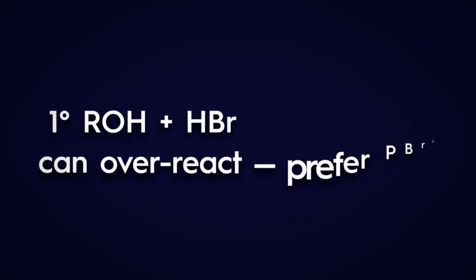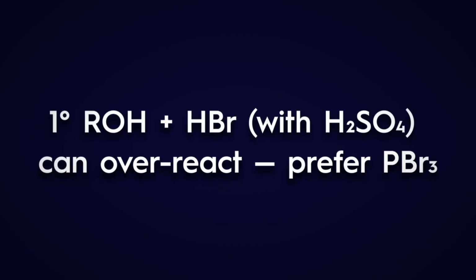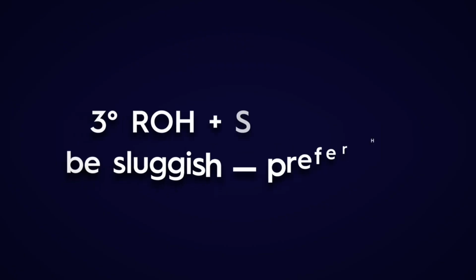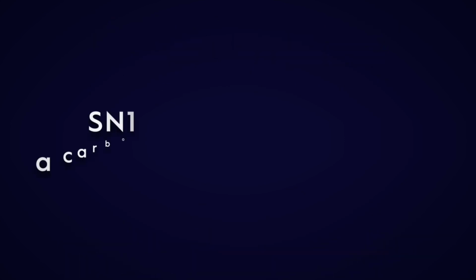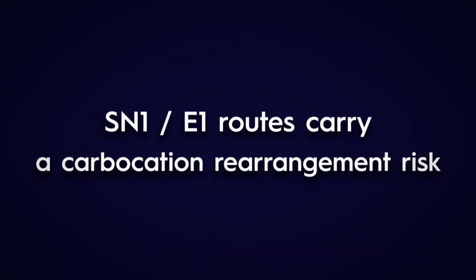Reagents are not interchangeable. A primary alcohol with hydrogen bromide, often made with sulfuric acid, can overreact or give side products, so prefer phosphorus tribromide. A tertiary alcohol with thionyl chloride may be sluggish, so prefer hydrogen chloride. SN1 or E1 routes carry a carbocation rearrangement risk. Keep these guardrails in mind as we take on a new case.